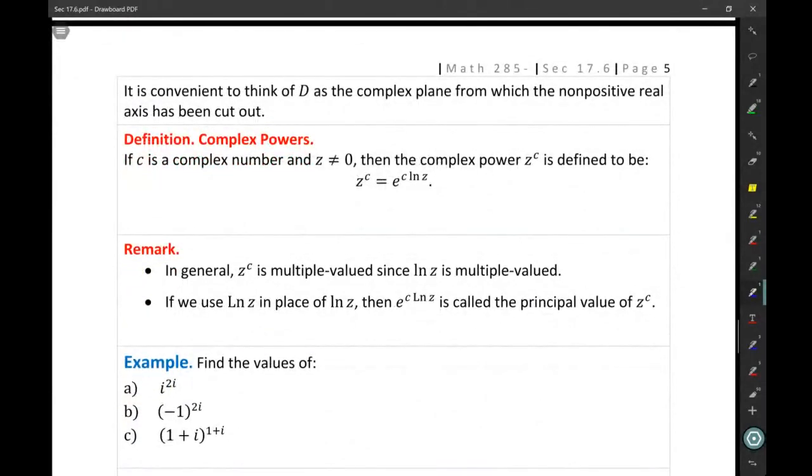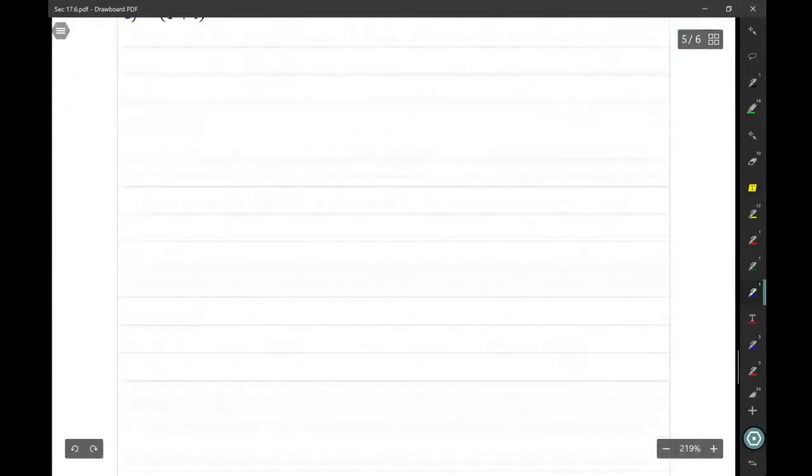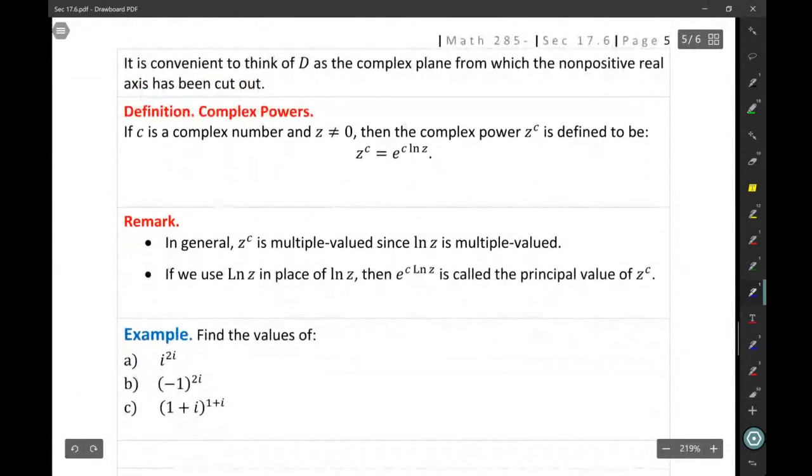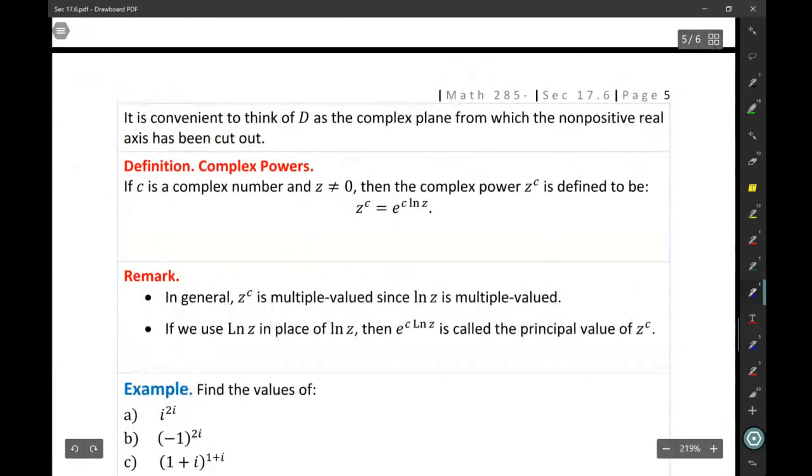Now let's see the exponential. Do we have time? We need just 5 minutes. I was running late, I was waiting for you 5 minutes, so I have to take those 5 minutes now. If c is any complex number and z also is any complex number not equal to 0, yes?